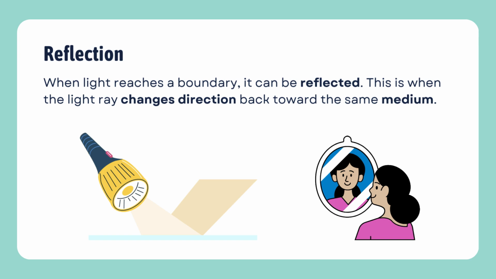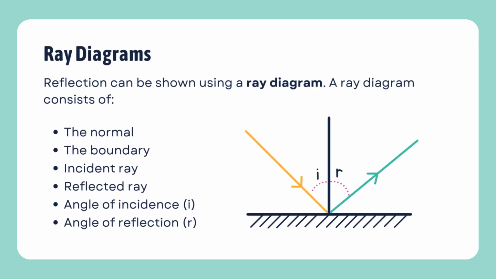But how do scientists represent this process? They use something called a ray diagram. A ray diagram helps us understand exactly how light travels and reflects. It contains 6 important parts: incident ray, reflected ray, normal, mirror or boundary, angle of incidence, and angle of reflection.